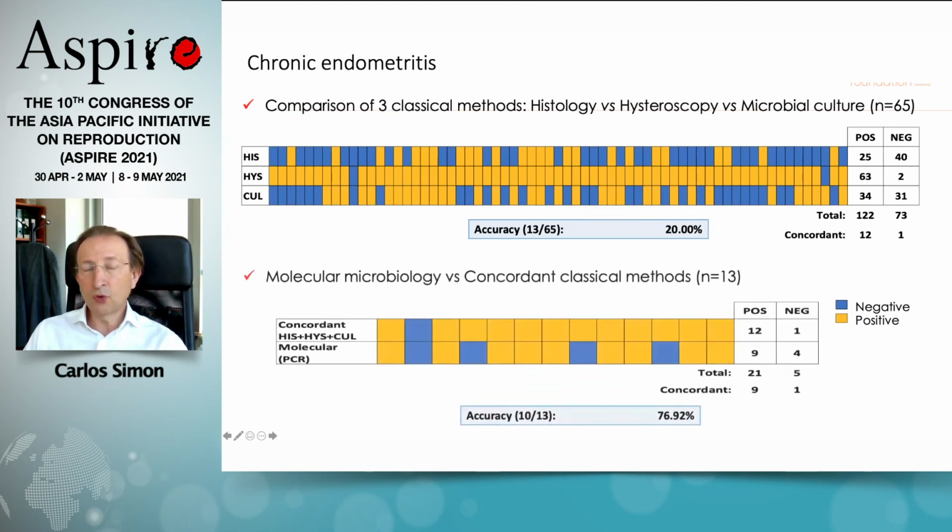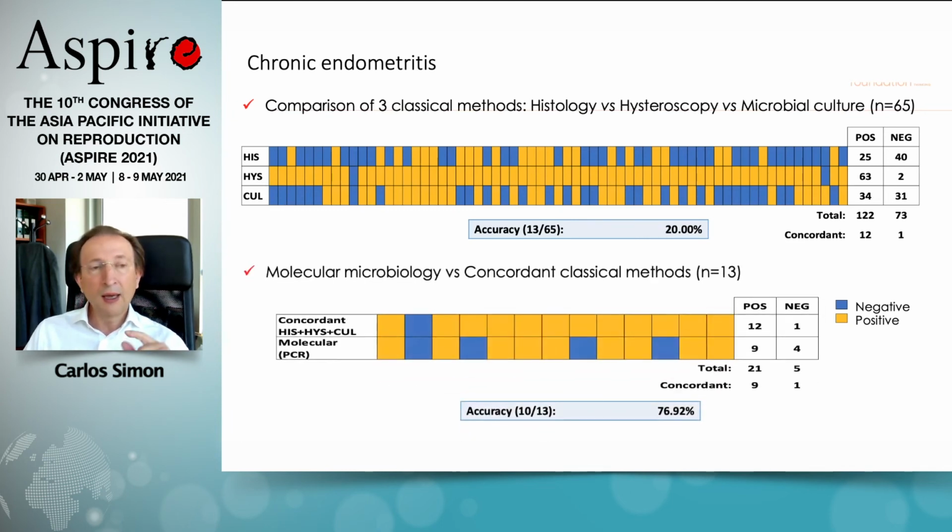And the other message to convey to you, and I will try to show you the data, is that when we applied molecular microbiology to those samples that were concordant with the classical methods, 13, about 77% of them, we have an accuracy of 77%, indicating the value of this technique.